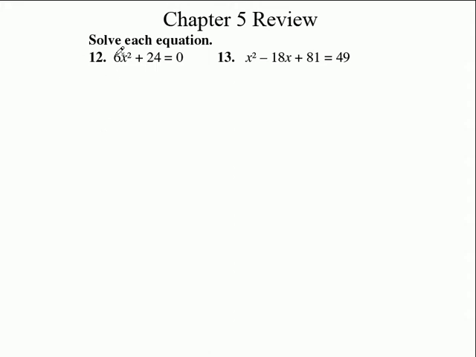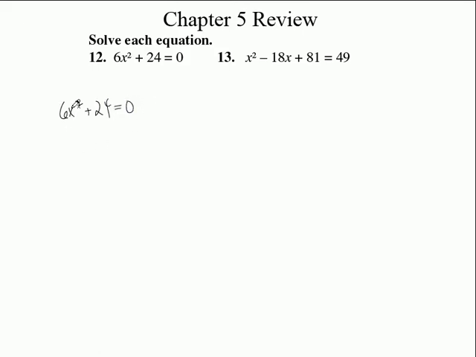Okay, number 12. What we're going to do is solve for x. On this one, probably the best thing to do is, it's got a common factor of 6. So let's divide everything by 6 and see what happens. If we divide everything here by 6, let's rewrite the thing so I can mess around with it.